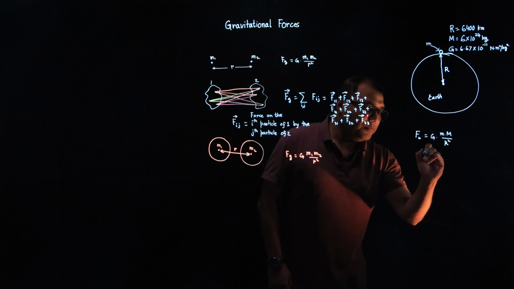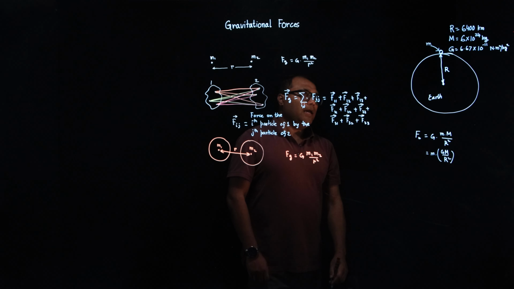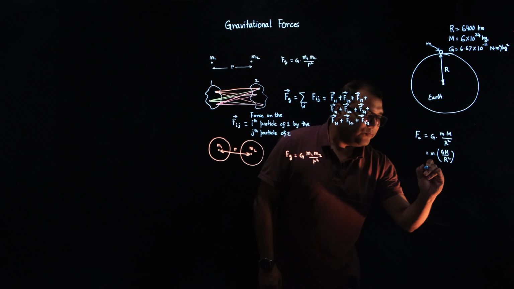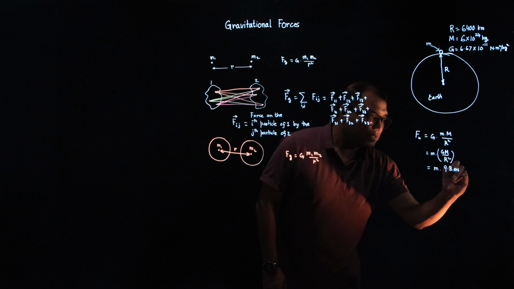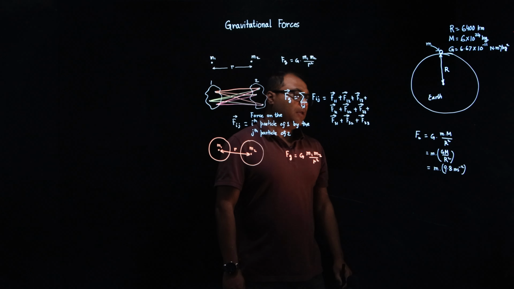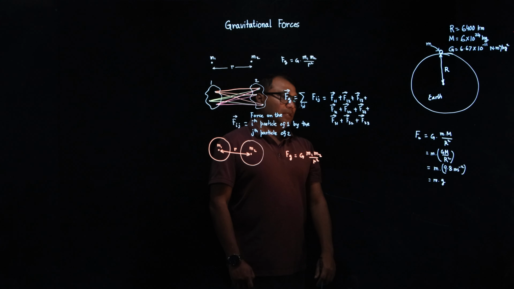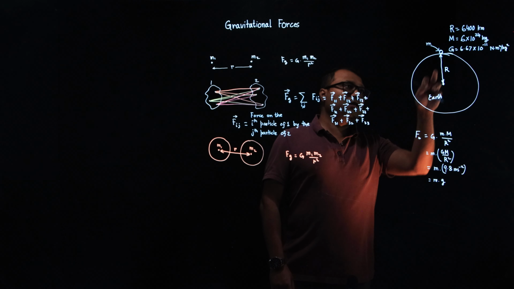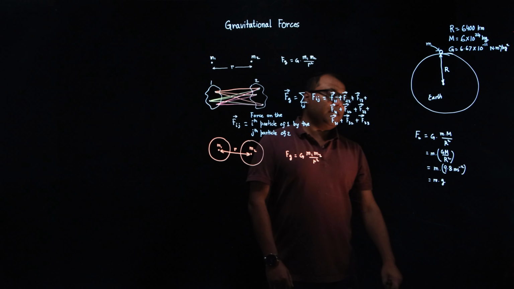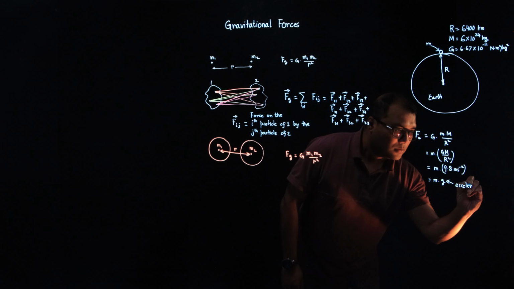If we bring m outside and combine all the constants, which is GM divided by r squared, and substitute these values, we find that it evaluates to 9.8 meters per second squared, which we denote as another constant, small g. That's the reason when we ask the weight of an object near the Earth's surface, we say it's m times acceleration due to gravity. So this we define as acceleration due to gravity.